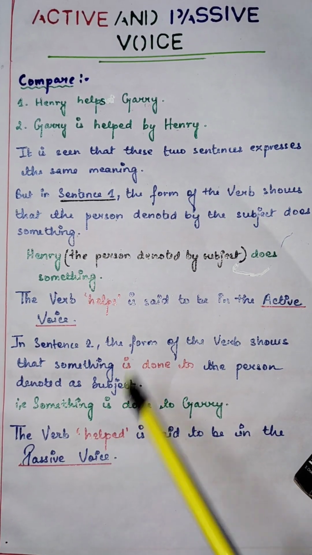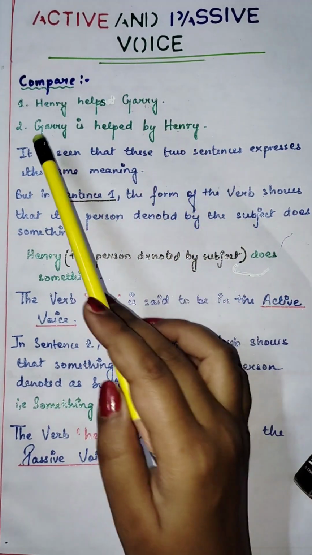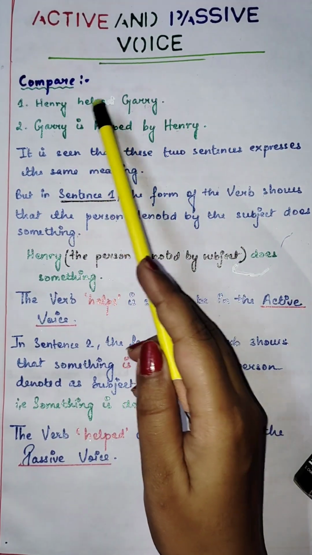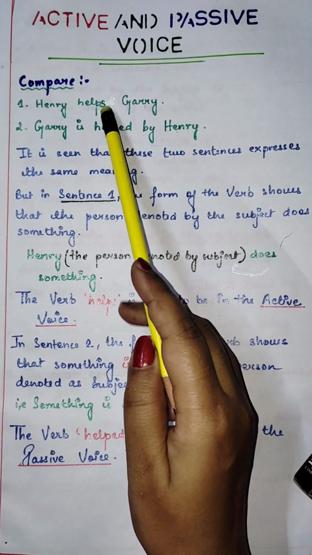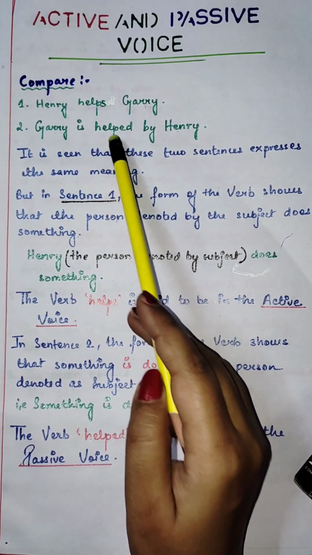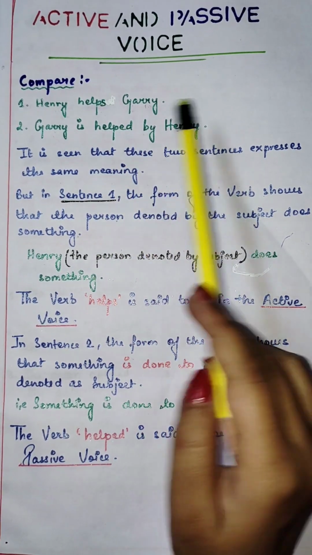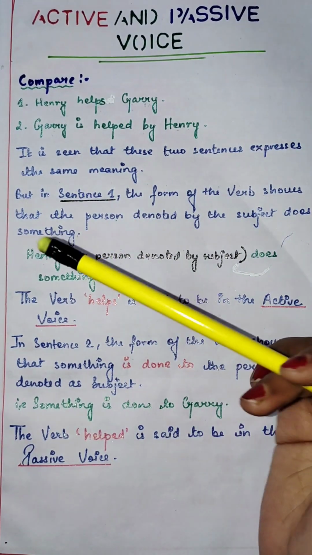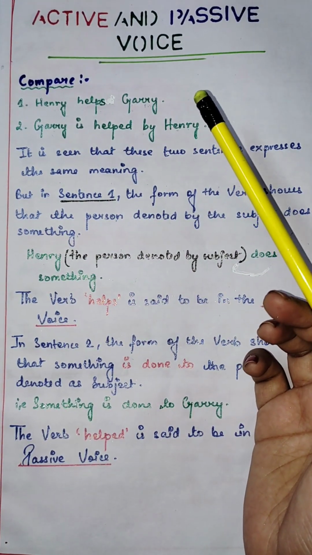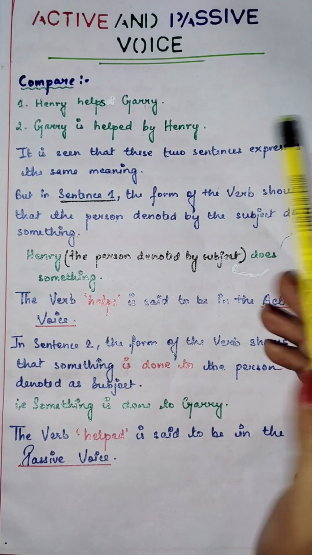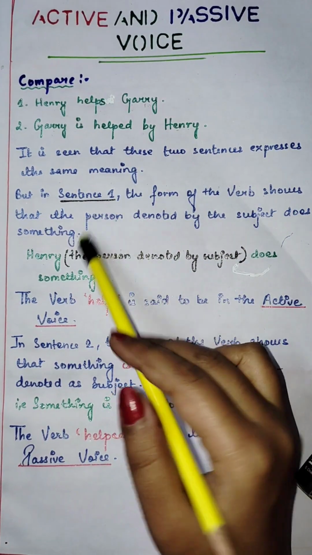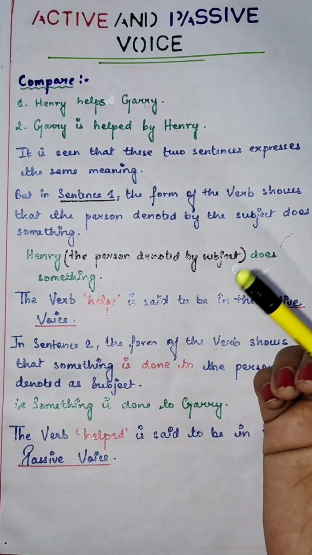Okay? The same thing written in two different manners, just the verb is changing. Here the verb helps and here it is written as helped, which means everything is the same, just the form of the verb is changing, and the object is becoming the subject here and the subject is becoming the object here.